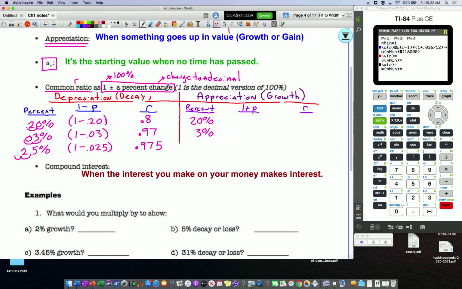Okay? So now I'm going to keep those same percentages and just do it for appreciation. So again, it was 20%, 3%, 2.5%. Okay? So 1 plus p. So the only thing that happens is my sign changes. So now I'm going plus. So you can think of that as a parentheses.